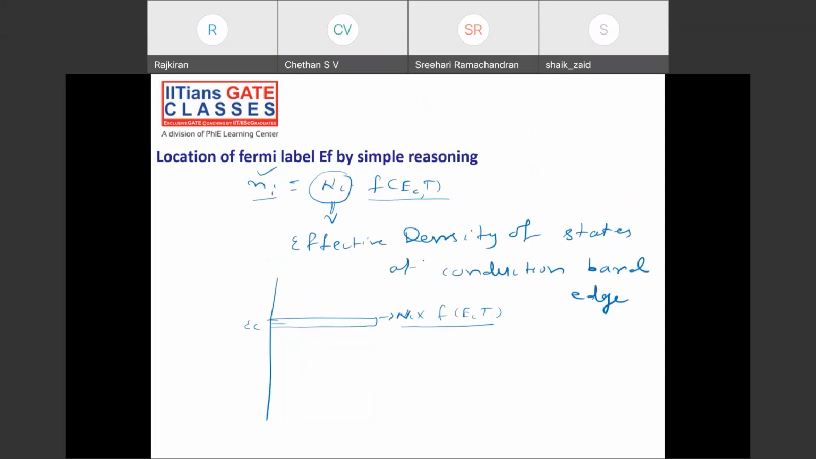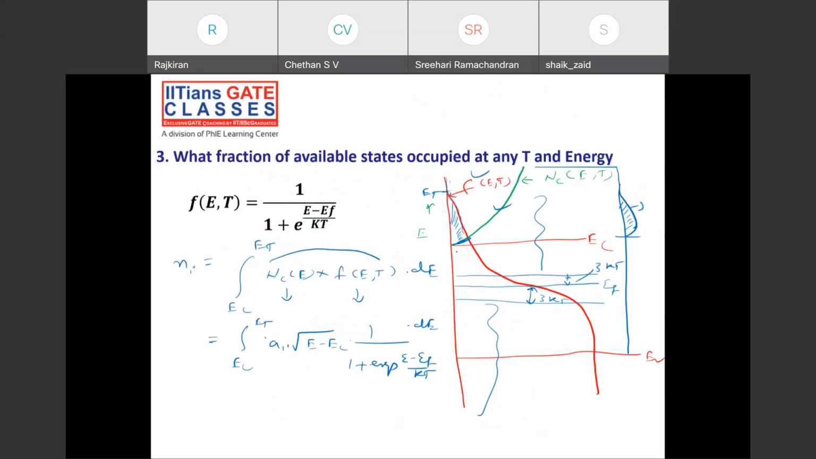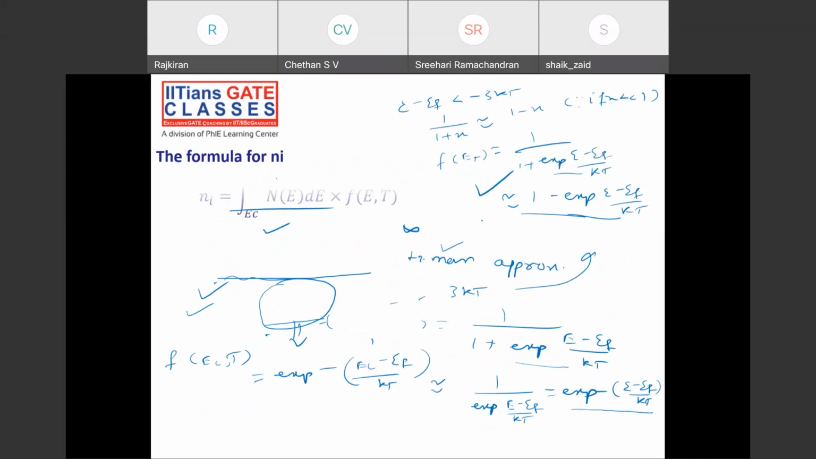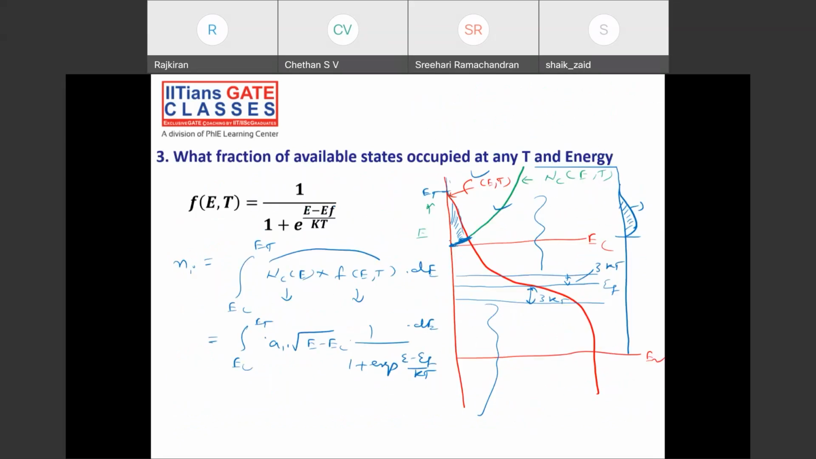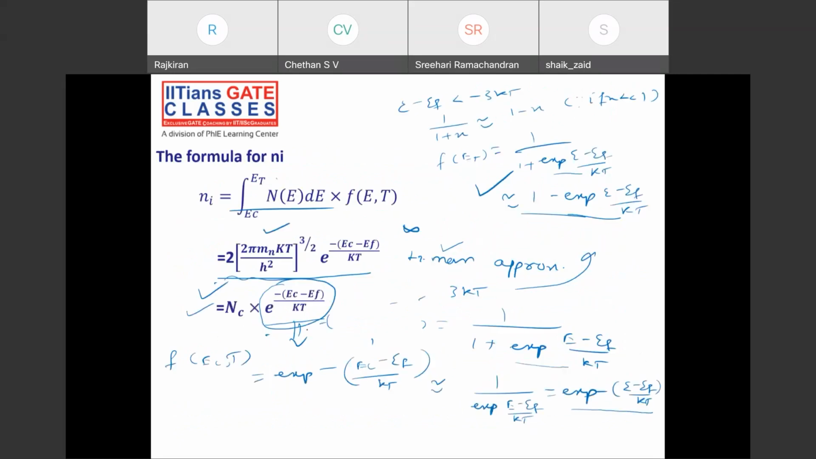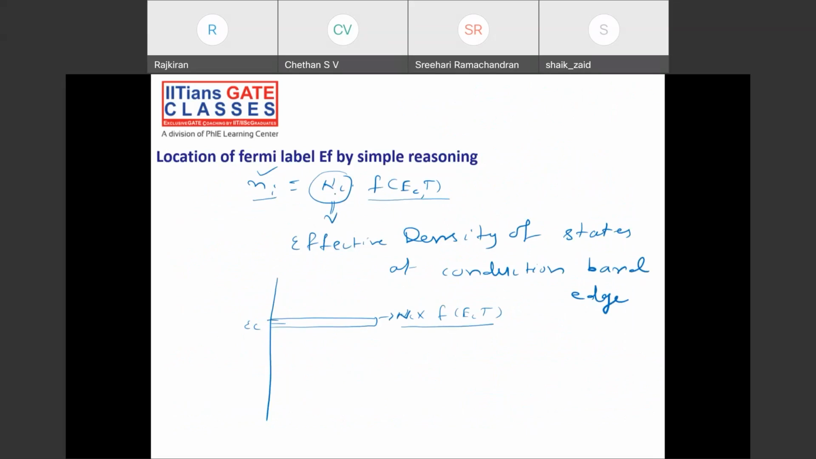What is the meaning? NC is the effective density of states. If there are NC number of states available at EC, and I multiply with the Fermi-Dirac function at EC, then I will get Ni. Clear, guys? Actually, at EC I don't have this many states. But after the mathematics, I got NC into this. So mathematically it looks like at EC I have this many states, to which I multiply the probability distribution function and get the concentration. It just mathematically looks like that, right or not?